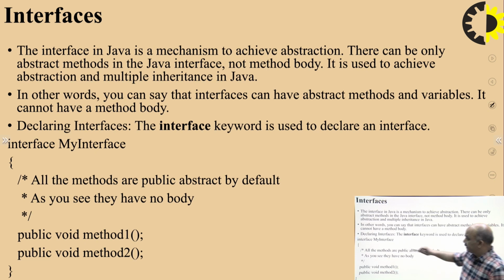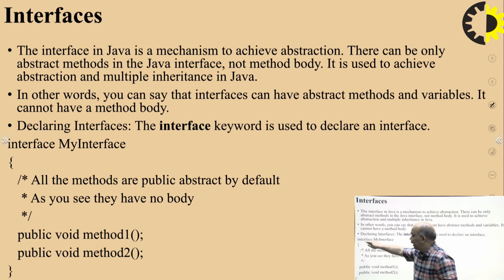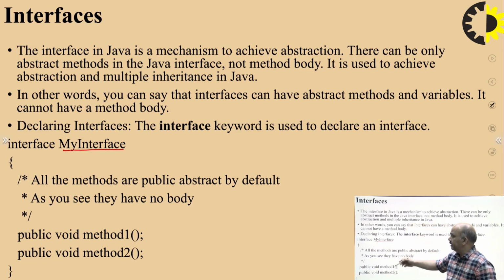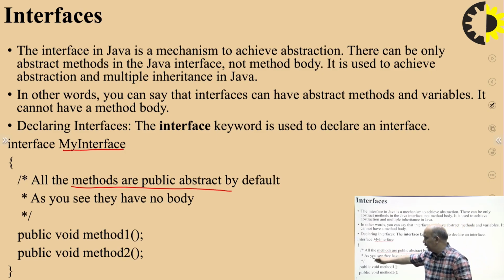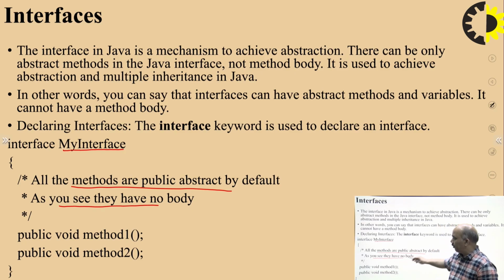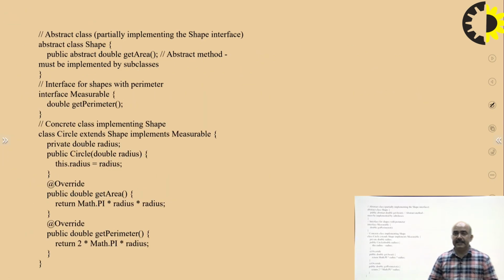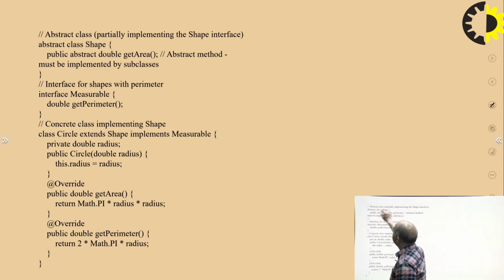We generally use the interface keyword, and then the interface name that you have provided. Then the methods are public abstract by default, and as you see, they have no body. So, we have a public void method1 and another method2 here. So, this is an example. We have created an abstract class in which we are going to create a shape.